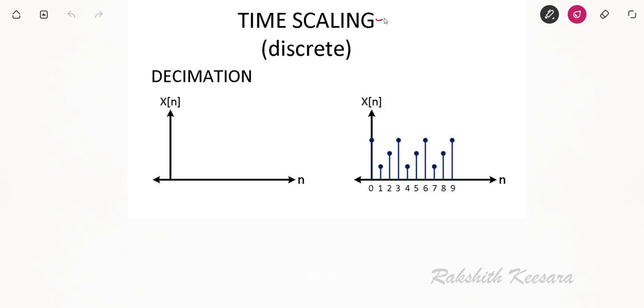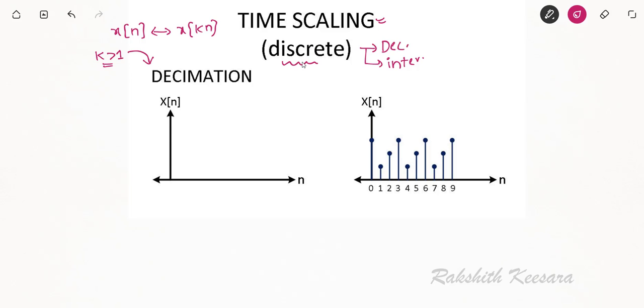Let us understand the same but in the discrete domain. Here you will have two things: one is decimation, another one is interpolation. So if a signal x of n is given and I need to plot x of kn, if k is greater than 1, then this is called decimation.